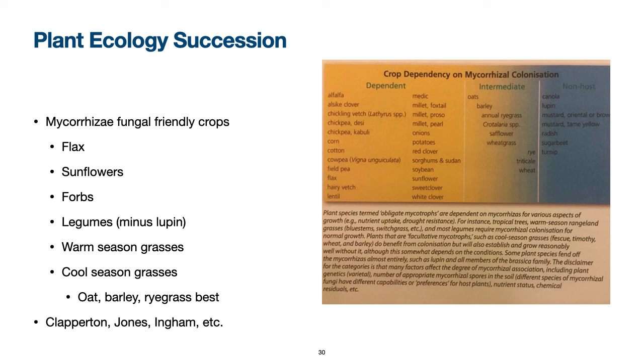So when we're looking at rotation, when we're looking at what plants are growing and what mixes we're doing, these are the things we need to look at. The more we have these mycorrhizal fungal friendly crops that we're growing, the better we're going to be helping out that soil.